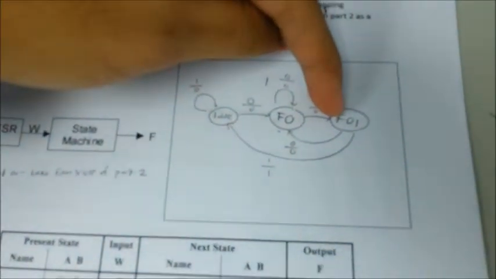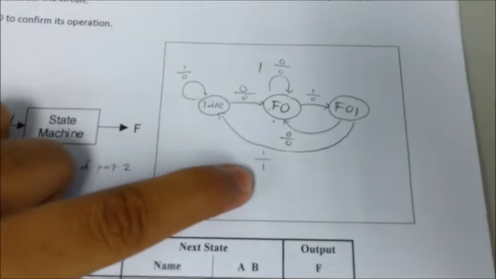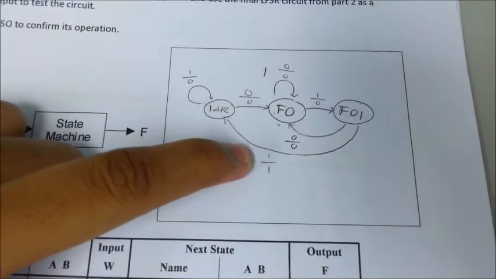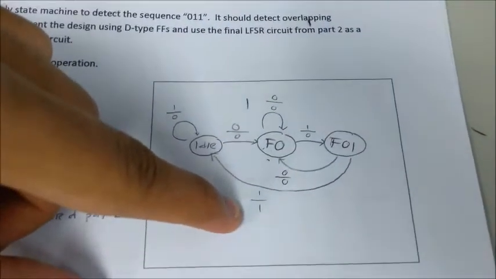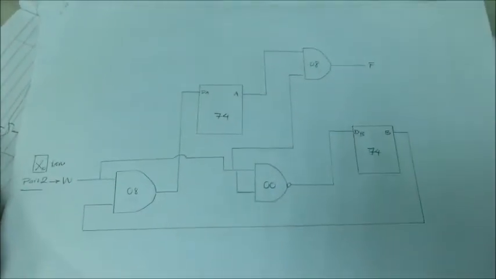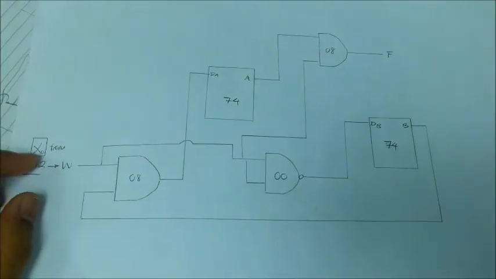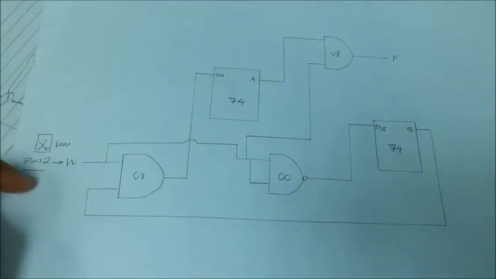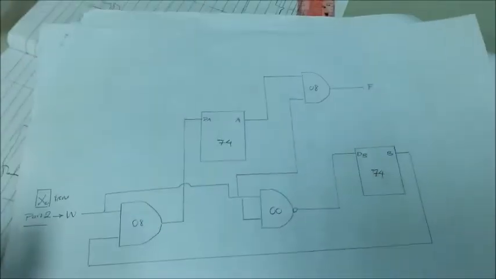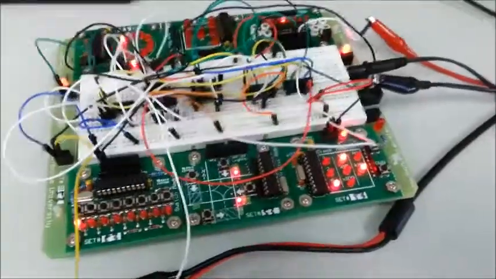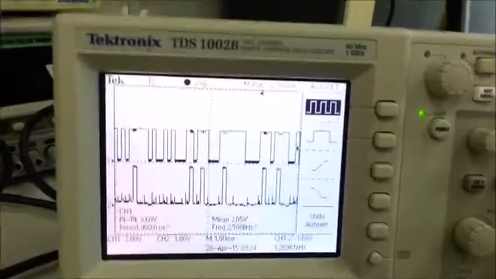As you can see here, from 0, 1, the output F will be 1, and it detects 1 as it will become 0, 1, 1. And that's the only time when F will have a 1 output. So we have constructed our schematic diagram. Our W we will take from X0 from Part 2, Part 2B actually, and so this is how our board looks like, and this is what we get on the oscilloscope.